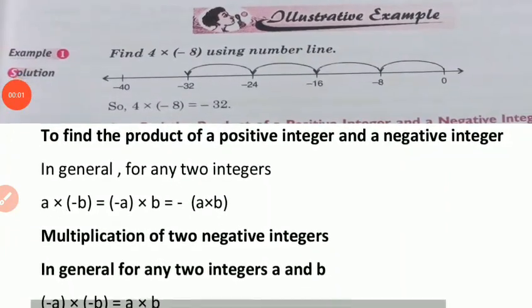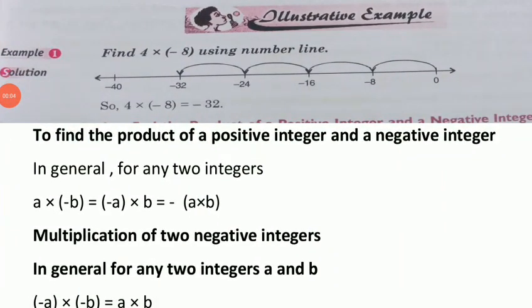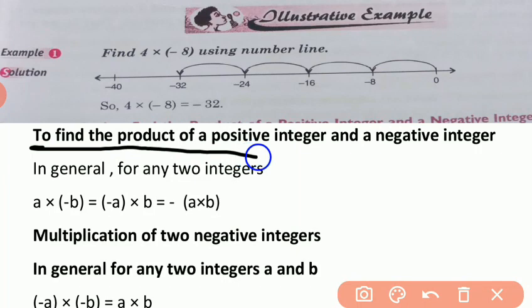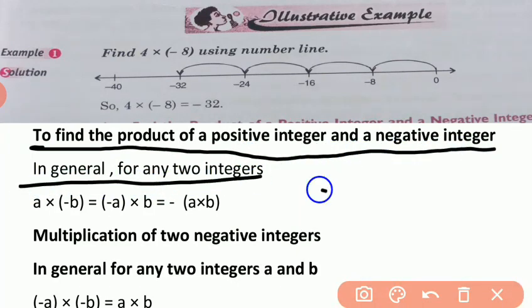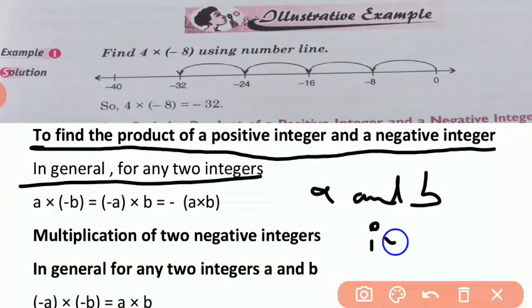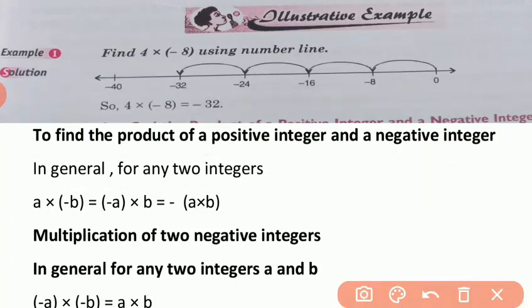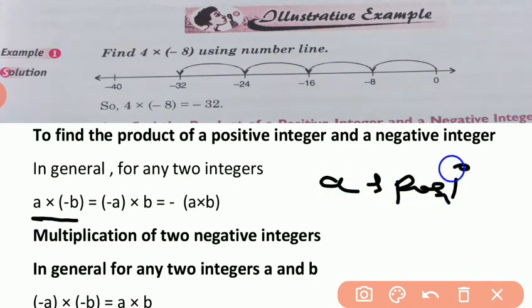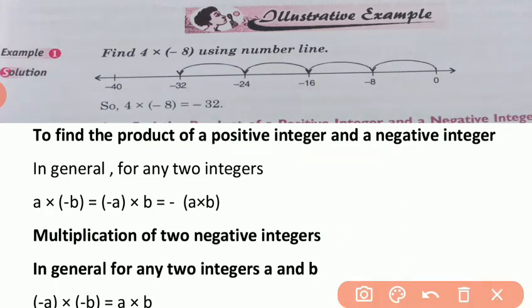Now we'll see how to find the product of a positive integer and a negative integer. In general, for any two integers a and b, it can be any number. For example, we take one as positive and the second as negative. Here we have taken a as positive and b as negative, or we can take a as negative and b as positive. If we find the product of one positive and one negative integer, we'll get the answer as negative.